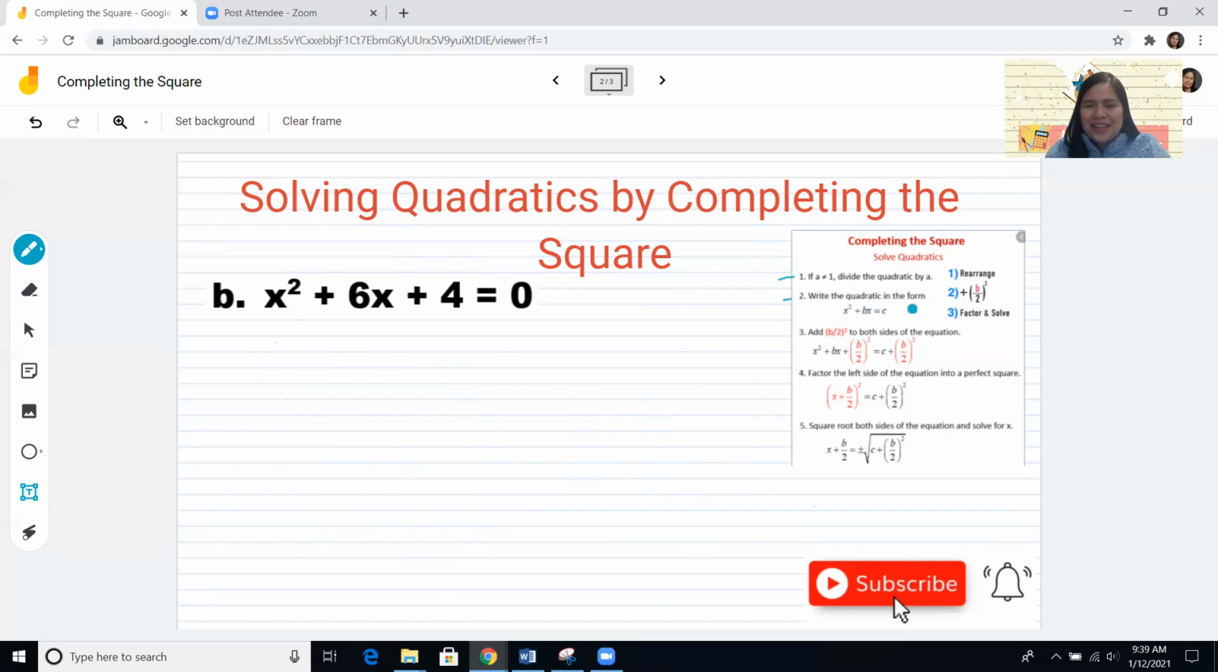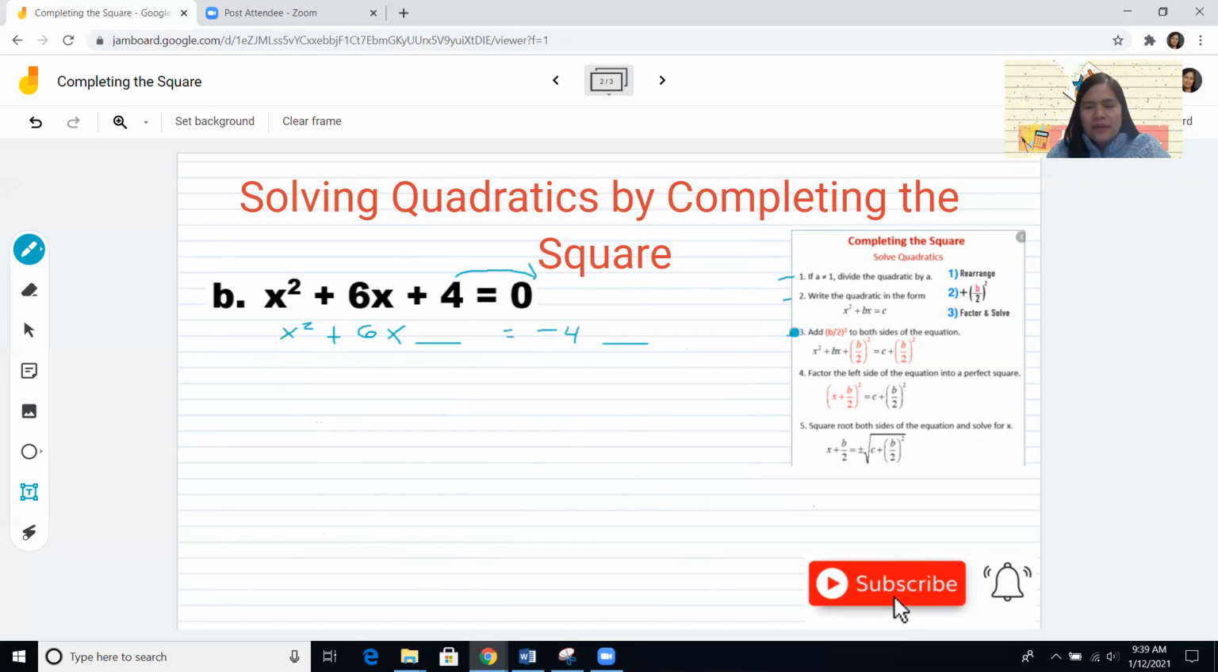Write the quadratic in the form x squared plus bx equals c. So we will rewrite it: x squared plus 6x plus 4, and then we'll draw lines on both sides. We'll move 4 to the other side. Don't forget that: from positive 4, we now have negative 4, and another blank on the other side, to make our equation balanced or equal.